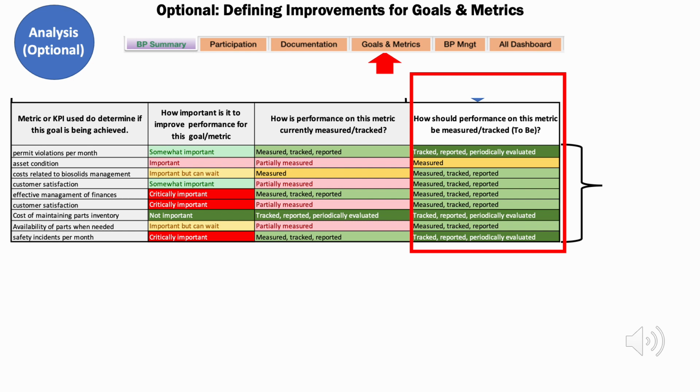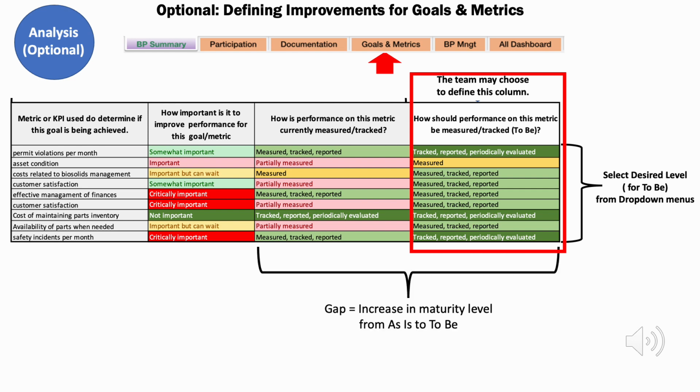This part of the dashboard allows the improvement team to select the desired to-be levels of maturity for measuring and tracking each of the metrics. The column on the right can be edited in the dashboard by the improvement team with input from stakeholders. This defines the gap that improvements will target and address.